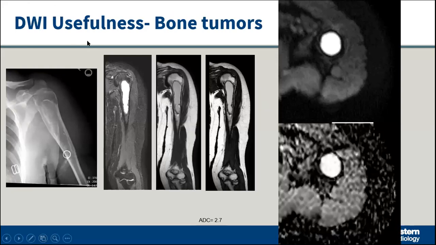So where is DWI useful? Well, first of all, if the patient cannot get contrast. Secondly, even if they got contrast, most of the stuff enhances. So does it become indeterminate because it's enhancing, or can you tell something more?